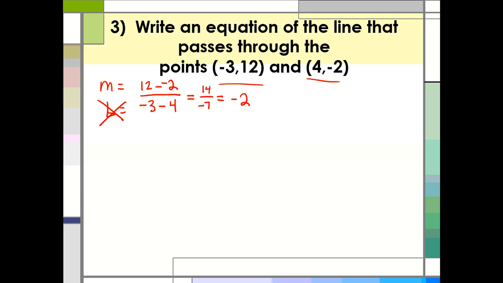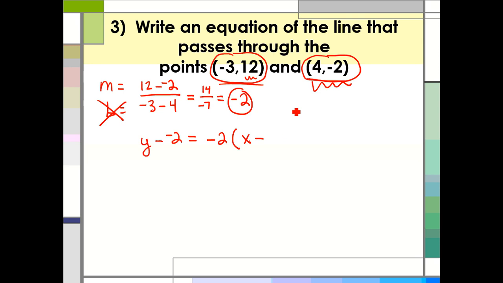Now, if you think back to the last two slides, we have a slope and we have a coordinate. And you can use either one of these coordinates. It does not matter which one you pick. You'll end up with the same answer. So pick either one of those coordinates, and then we would have y minus whichever one. I really don't want to work with the number 12, so I'm going to pick the smaller numbers. So I'm going to go with this one over here on the right. So y minus negative 2 equal to negative 2 times x minus 4.